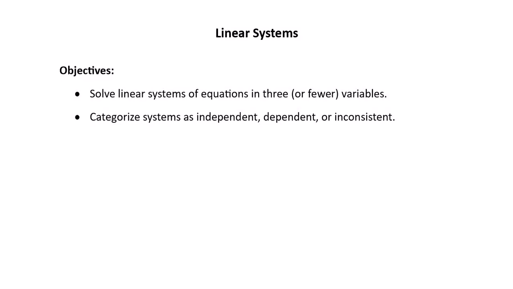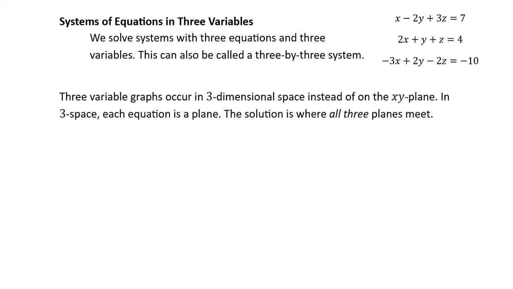Linear systems. Our objectives: solve linear systems of equations in 3 or fewer variables, categorize systems as independent, dependent, or inconsistent. You've likely seen systems of equations in 2 variables before, and those equations represent lines. The intersection of those lines would be the solution for the system.